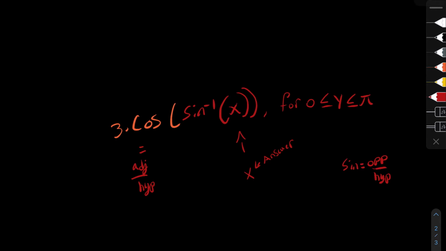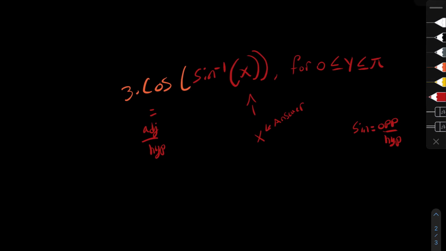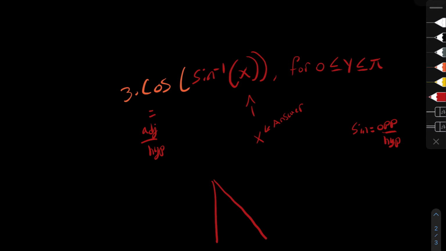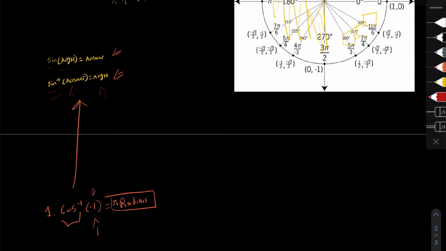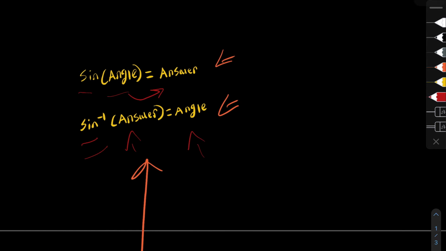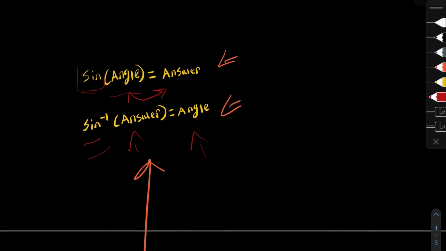Now what we can do is basically use the Pythagorean theorem, where we can draw a triangle, and we know that sine inverse of x, which is our answer, equals our angle, and let's call our angle theta. So if we know it equals theta, we can basically rearrange. If we switch these two, it'll make it a regular sine, and we can then solve for our angle.